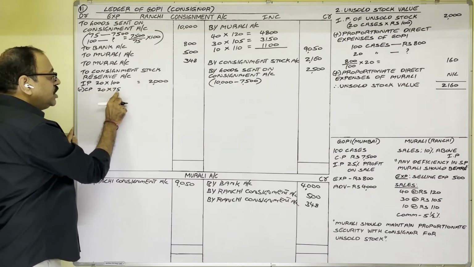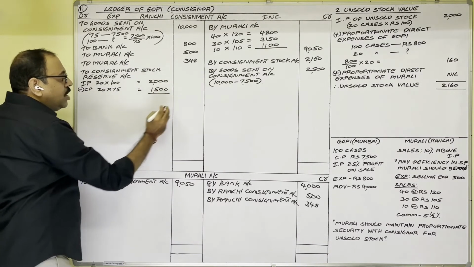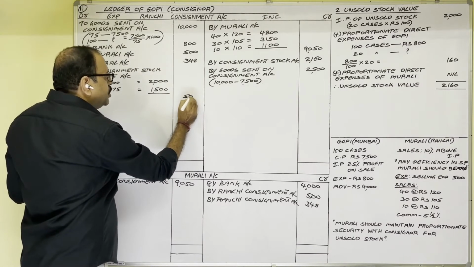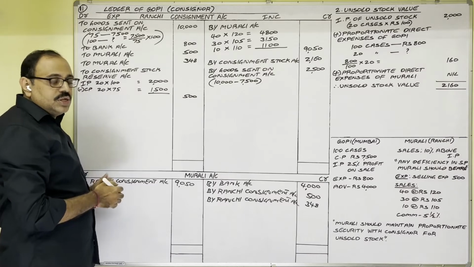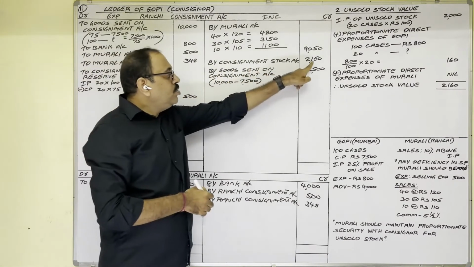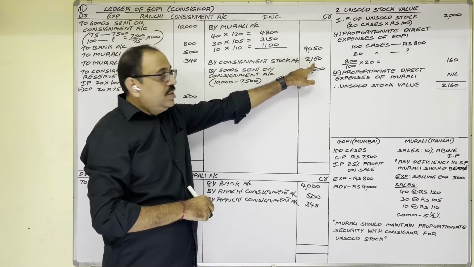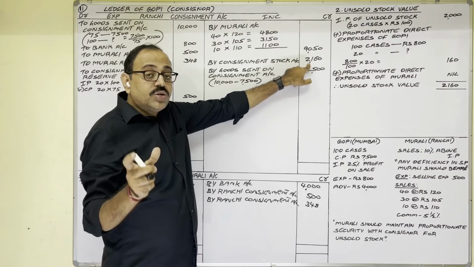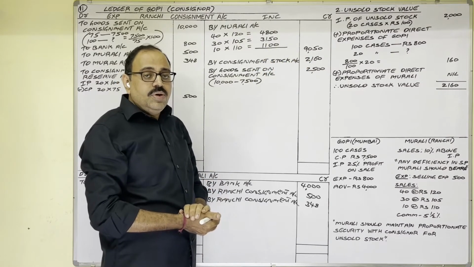20 cases into 75 rupees, 1500. Difference in outer column, 500 rupees. So loading in unsold stock is 500 rupees. If you write here, then there is a 500 in 2,160, 500. Both will get cancelled. Then here, cost price of unsold stock will be there. So everything we have written in consignment account.